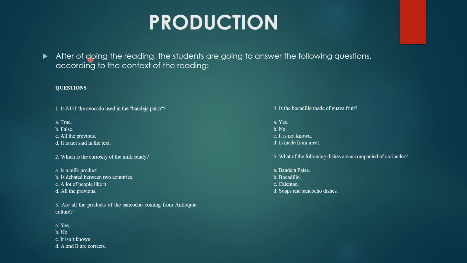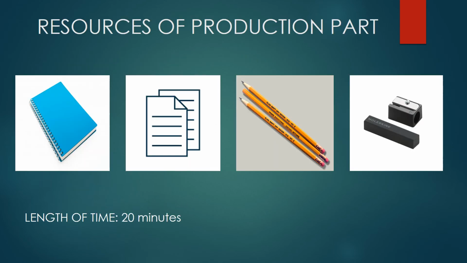In the production, after doing the reading, the students are going to answer the following questions according to the context of the reading. There are five questions that the students are going to answer, and they have a single selection. The resources for supporting this part are notebooks, documents, pencils, erasers, and sharpeners. The length of time: 20 minutes.